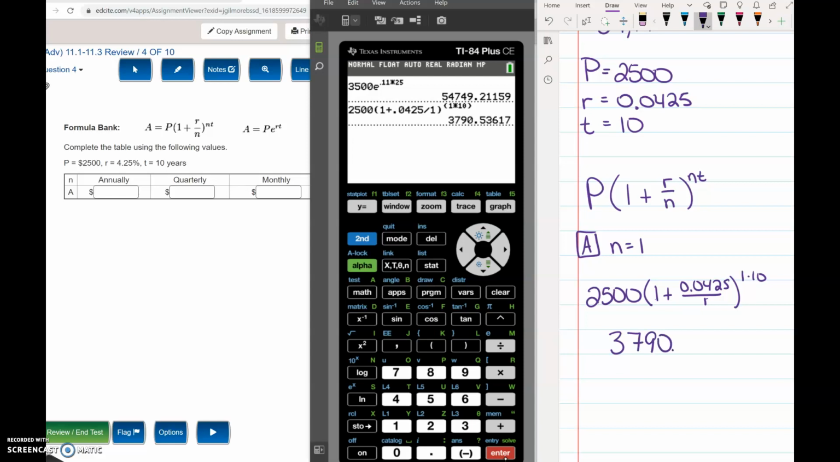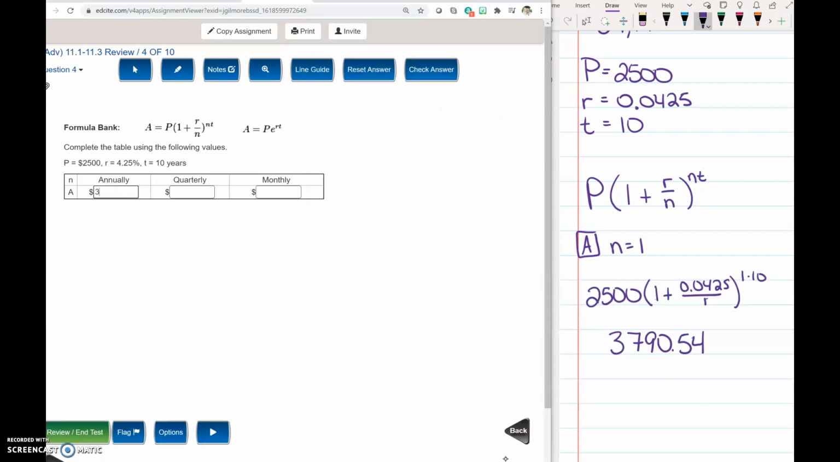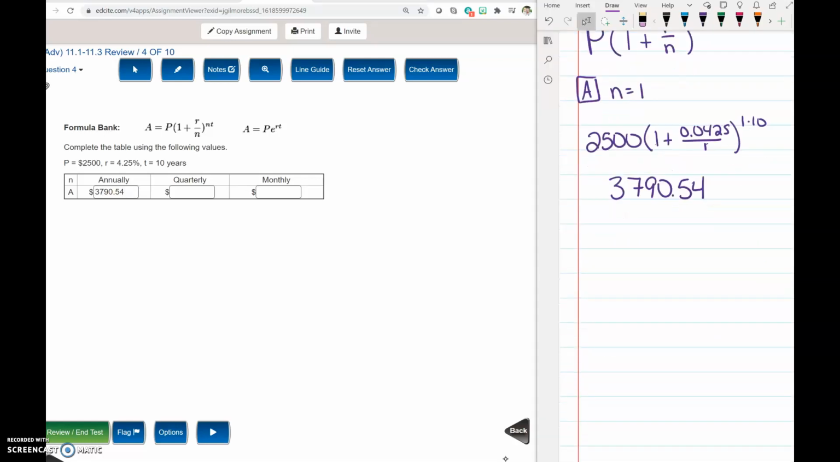This one is 3,790, and we need to round correctly because we have to enter the answer here. So it says 0.536. We need to round that up to 54 cents. So the dollar sign is already there for you, but you will need to type in 3790.54. No commas. In fact, I might even put a little note in there. No commas. Do not use commas in your answer.